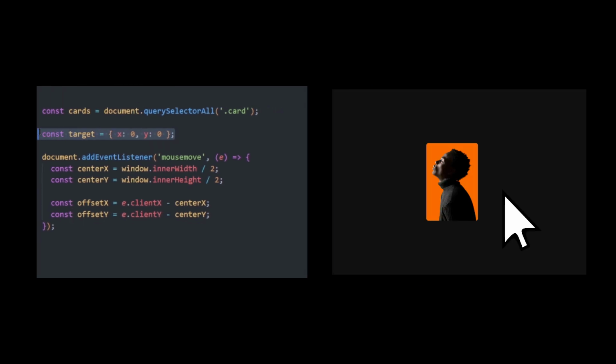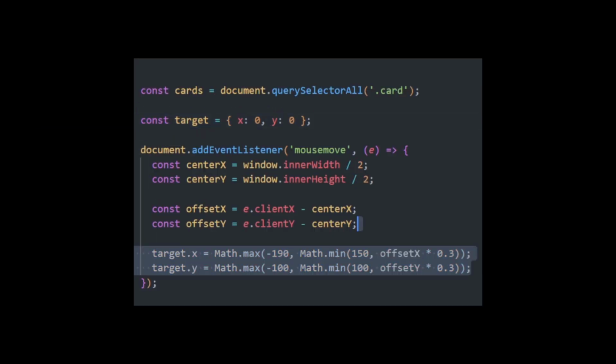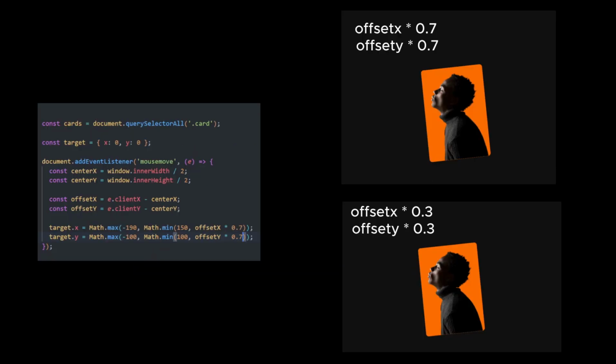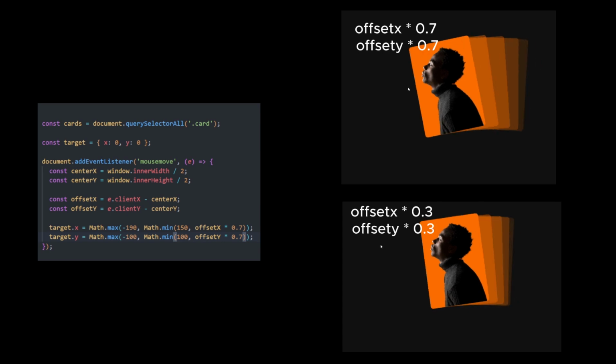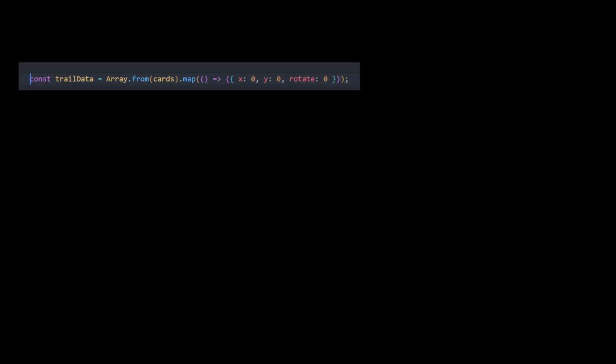This defines the first card's position relative to the mouse. The follow range for x is between 190 and 150, and for y it's 100. Multiply the offsets by 0.3 to control motion sensitivity. Increasing this value makes the card follow the mouse more strongly. Create an array to store the x, y, and rotation values for each card.